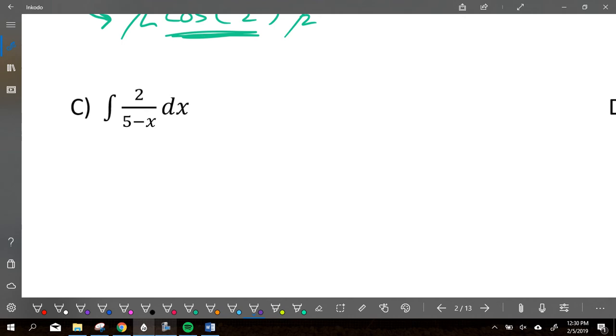Looking at letter C, let's try one more together here, or at least I'll get you started. There's a constant. Pull the 2 out in front. That is a u substitution problem because you got that weird stuff in your denominator, 5 minus x. What do you think your u is going to be for this guy? 5 minus x. Take the antiderivative. Do that now with your neighbor.